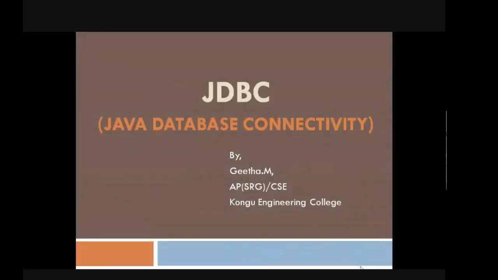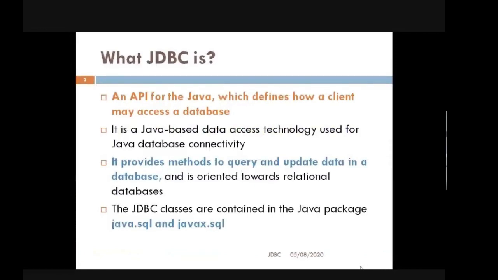So JDBC stands for Java Database Connectivity. That is how your application will be able to interact with the backend or the database. Okay, so there is an API. It is a Java API. JDBC is a Java API provided for developing Java applications, so that those applications will be able to interact with any kind of database.